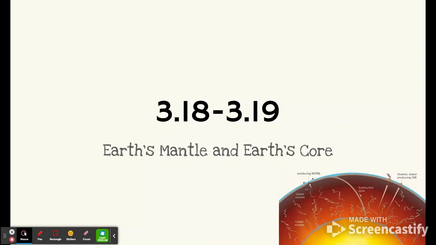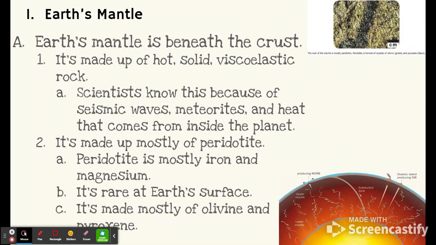So today we're going to talk about Earth's mantle and Earth's core. Earth's mantle is beneath the crust. It's made up of hot, solid, viscoelastic rock. Scientists know this because of seismic waves, meteorites, and heat that comes from inside the planet. It's made up of mostly peridotite. Peridotite is mostly iron and magnesium. It's rare at the Earth's surface, and it's made mostly of olivine and pyroxene, so gemstones.